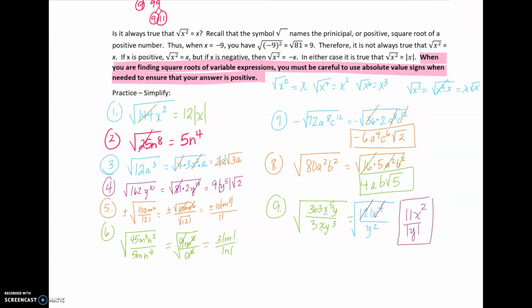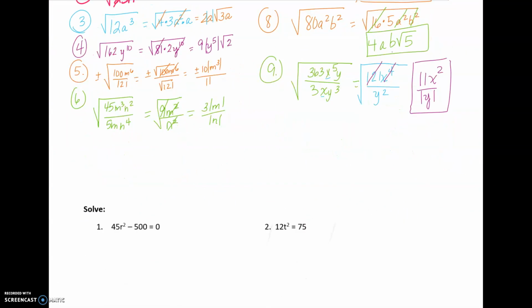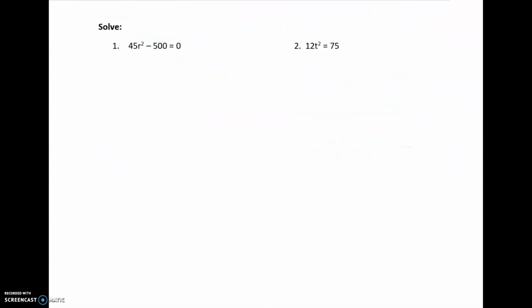Okay, hopefully those examples have helped you, but please feel free to reach out to me if you need to. So it looks like on this very last page, we just have 2 problems and we're solving. Number 1 says 45r squared minus 500 equals 0.